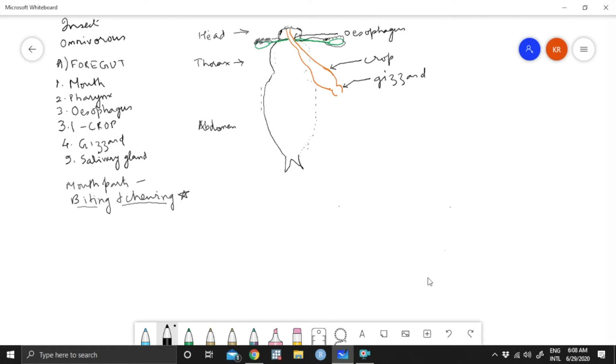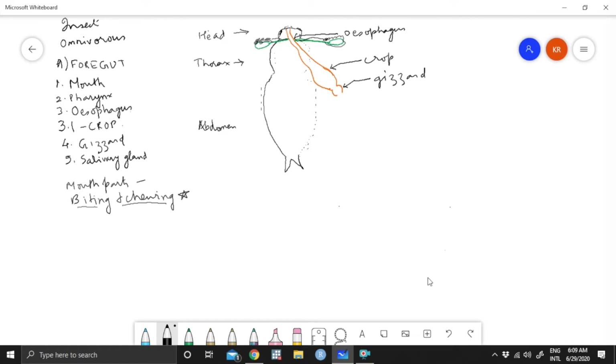Then there is a crop. So you can see that the crop is dilated. It is actually part of the esophagus. The esophagus dilates into the crop just to store the food temporarily. A lot of mucus is secreted, and sometimes enzymes from the midgut enter into the foregut and it gets stored, and therefore many food substances get digested.